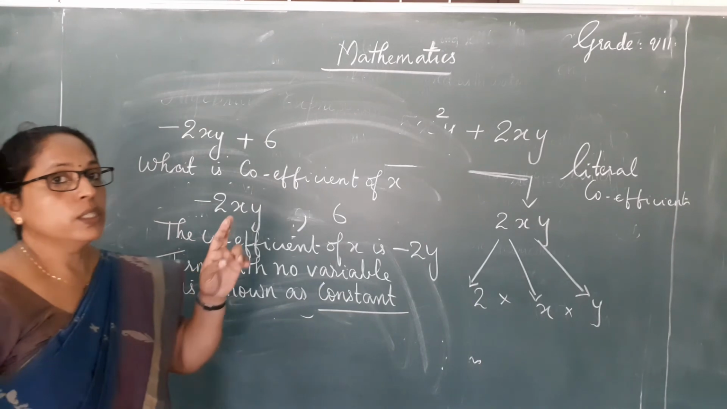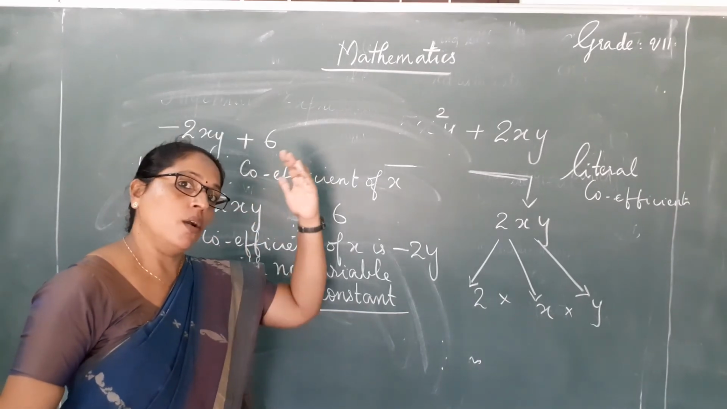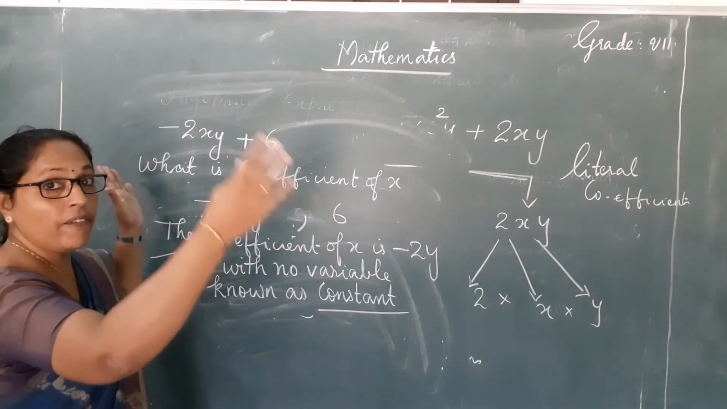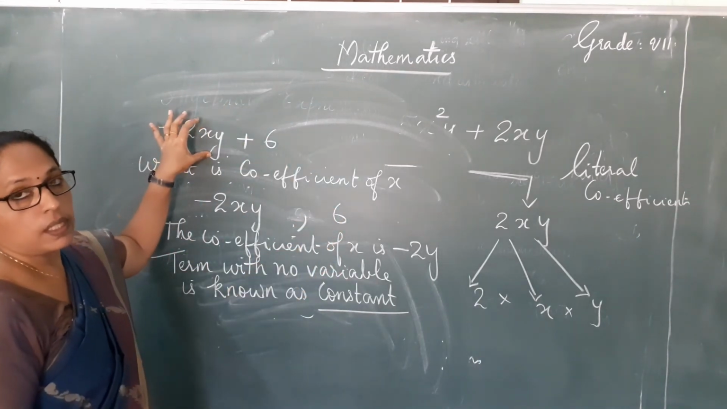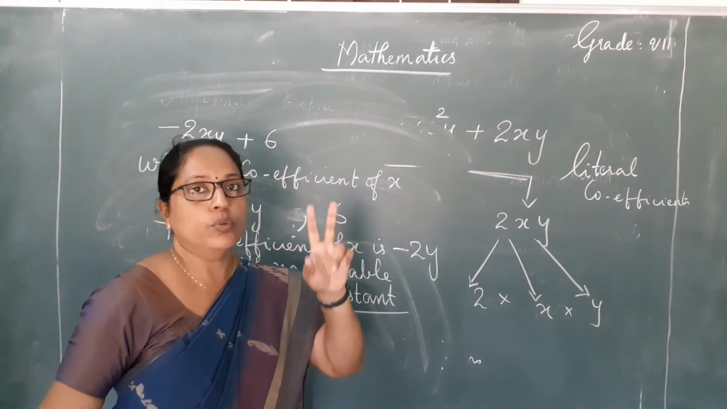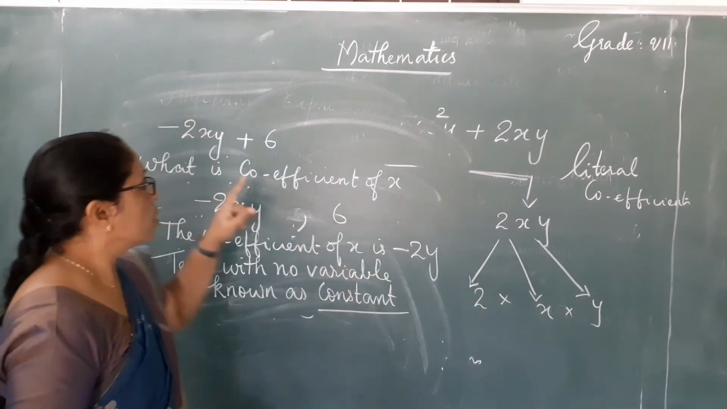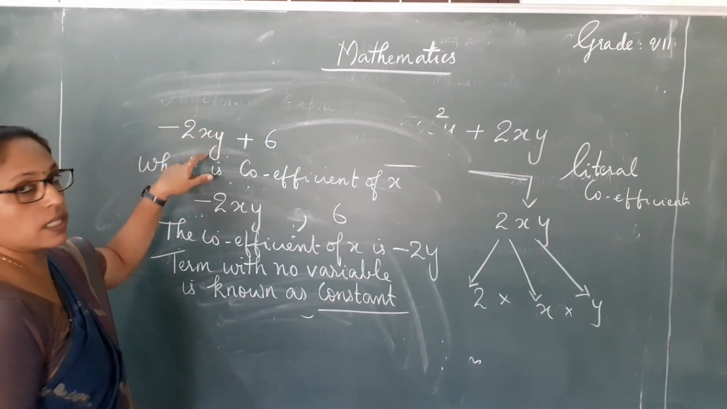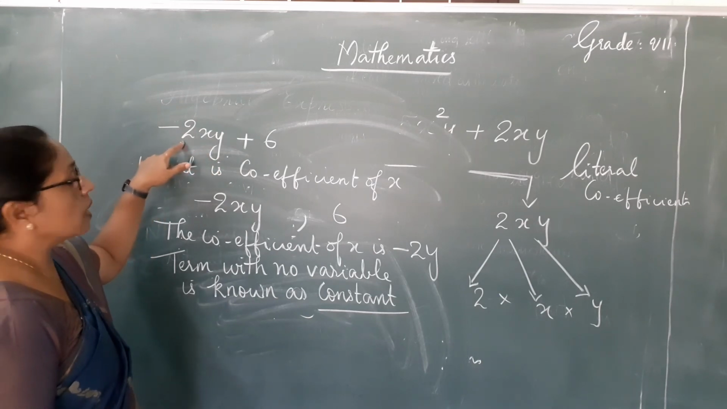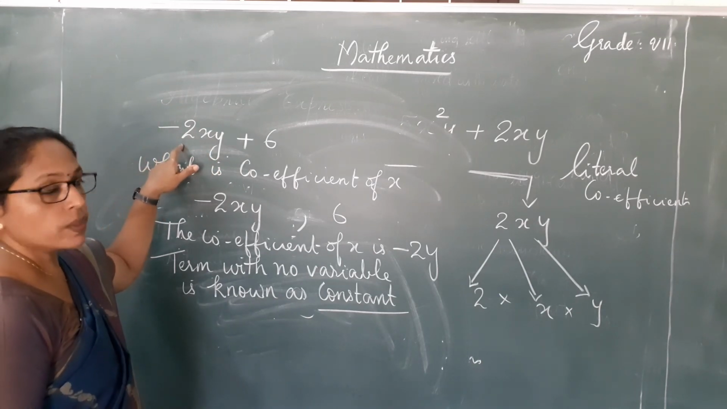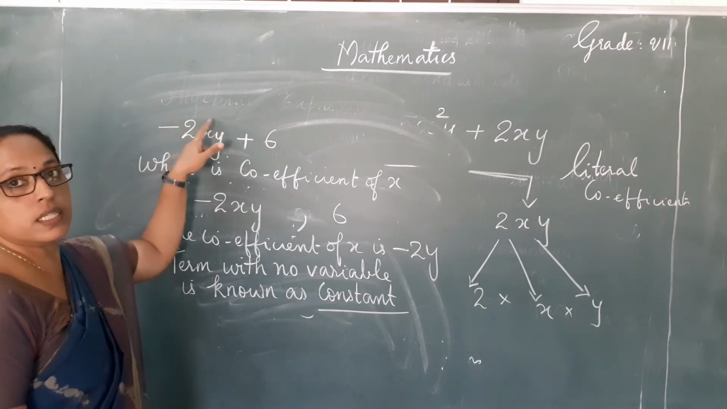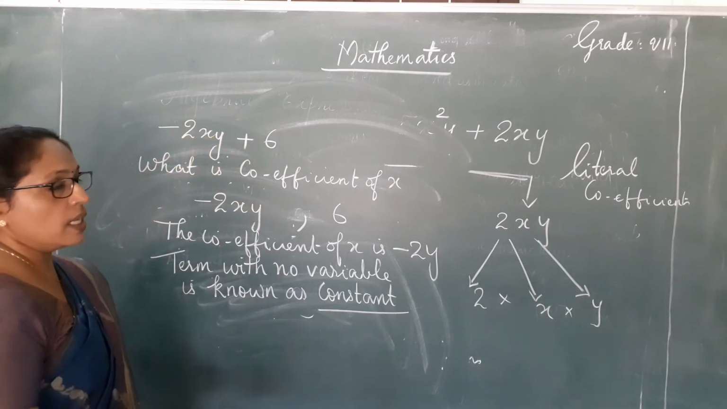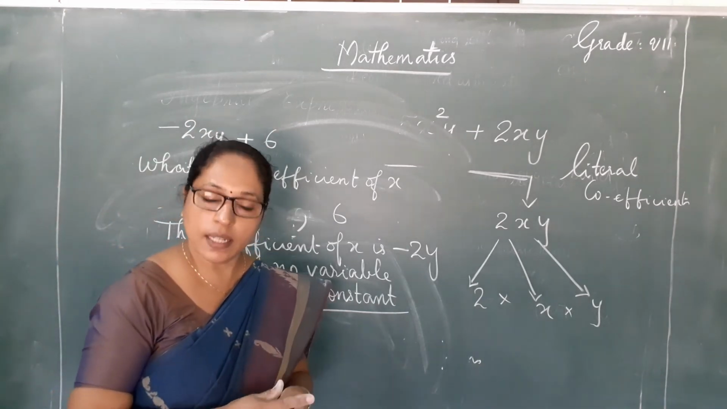So you have learned two new terms today, coefficients and constant. What are coefficients? Coefficients are factors in each term. How many types of coefficients? Two, numerical and literal. If your question is what is the numerical coefficient in this term, the numerical coefficient is minus 2. What are the literal coefficients in this term? The literal coefficients are x and y. So generally coefficients are factors in every term.